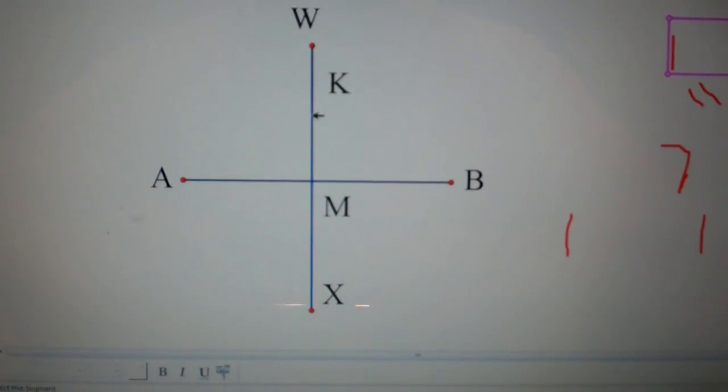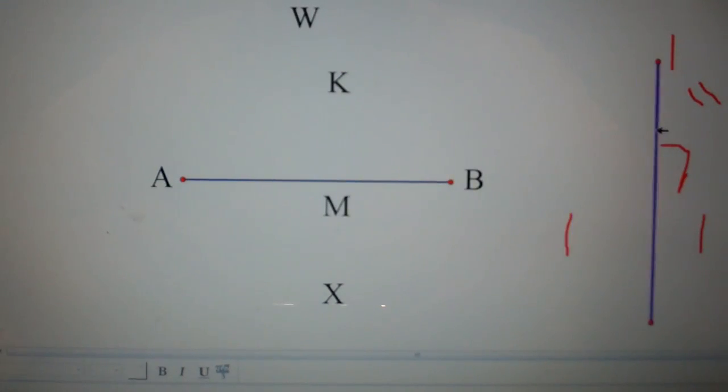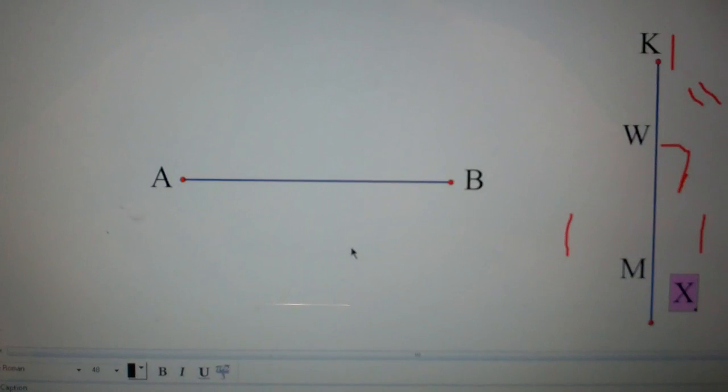Now let's say we didn't have this segment in here any longer, and let's get rid of all the other extra letters and things. Let's just say we had a point right here out in space, and we'll call that point K. We want to know, is this point going to be on the perpendicular bisector of AB?